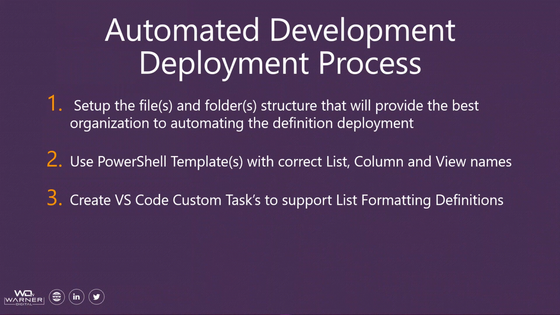Let's review the automated development deployment process that we covered in the previous videos. We wanted to set up a very specific folder and file structure that'll provide the best organization to automating our definition deployments. Then we're going to use PowerShell to connect to the correct list, columns, or views. And then we created Visual Studio Code custom tasks to support the actual deployment of those definitions.